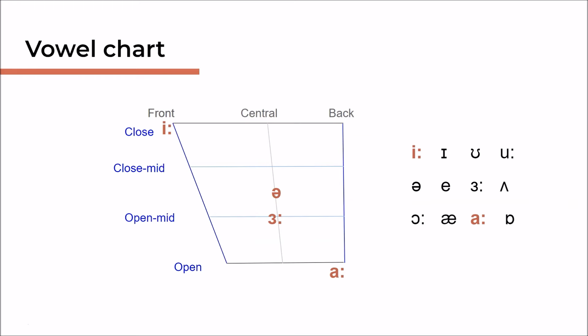E. So say the sound and become aware of where your lips are, how your lips are formed, and where your tongue is. E. And then in comparison we have ah. Now that sound is really produced right at the back of your mouth, and your mouth is wide open and the tongue is really low.